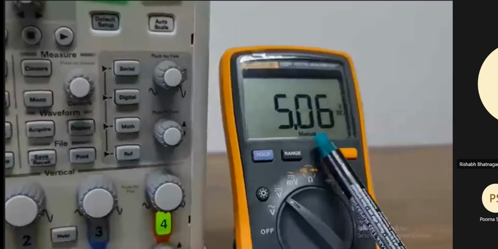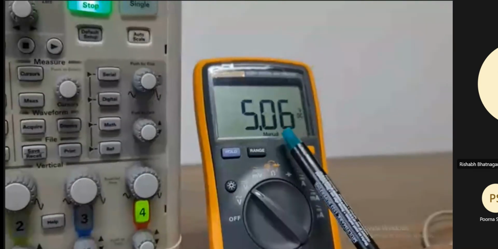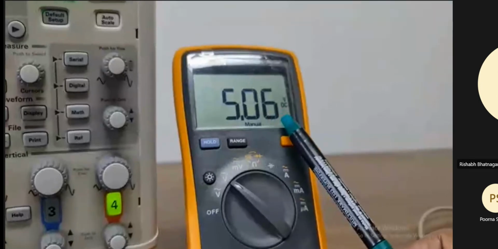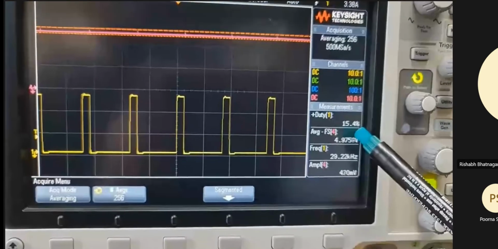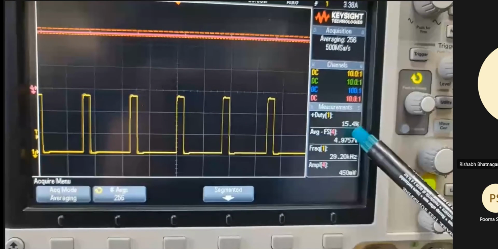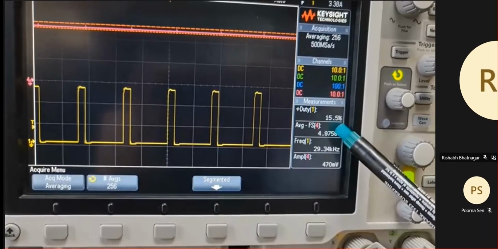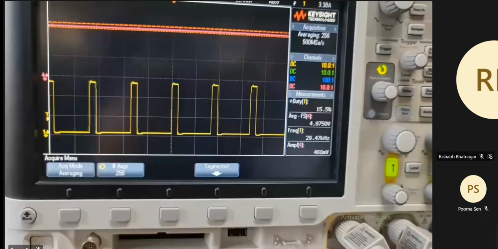If you look at the load voltage, you can see 5.06, whereas in the previous case it was 5.08. This value is almost constant, with only a small change in the second decimal digit. Whereas the duty ratio, earlier the nominal duty ratio at 12 volts supply voltage was around 23%, is now reduced to 15%, so that the output voltage is almost maintained constant.